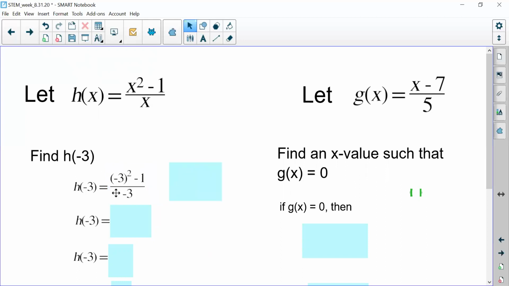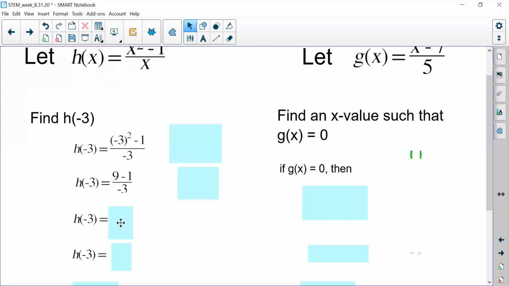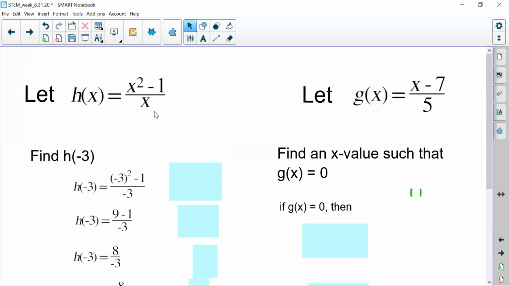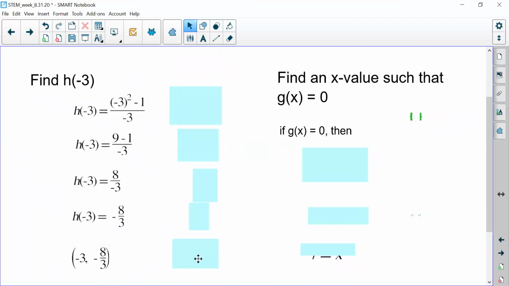Hopefully you were picturing this in your head. And now it's just a matter of simplifying. -3 squared is positive 9. And 9 minus 1 is 8. And 8 divided by -3 is -8/3. So on this graph, x squared minus 1 divided by x, the ordered pair (-3, -8/3) is on that function.